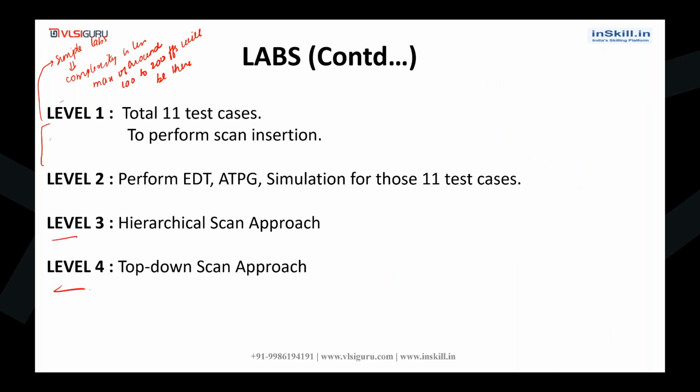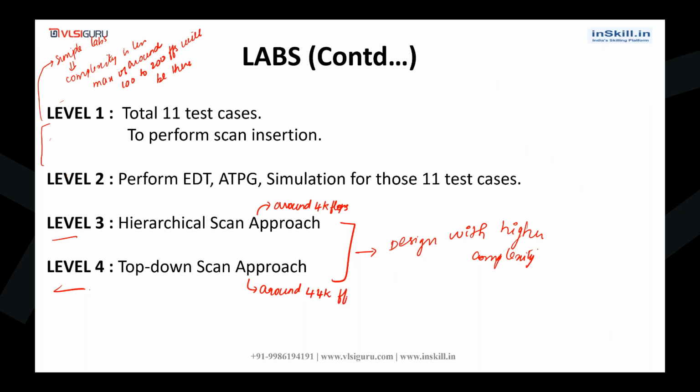Level 3 and 4 are designs with higher complexities. In level 3 projects, you'll have around 4K flops, and in level 4 projects, you'll have around 44K flops. So these two are designs with higher complexities.